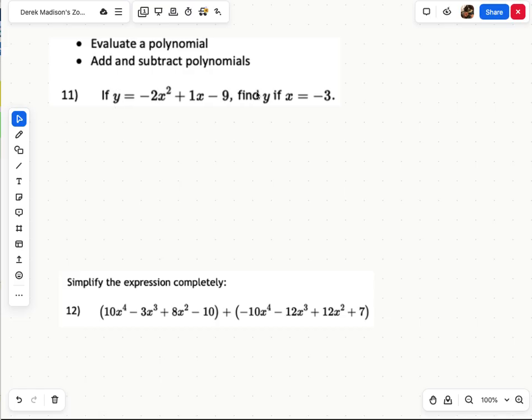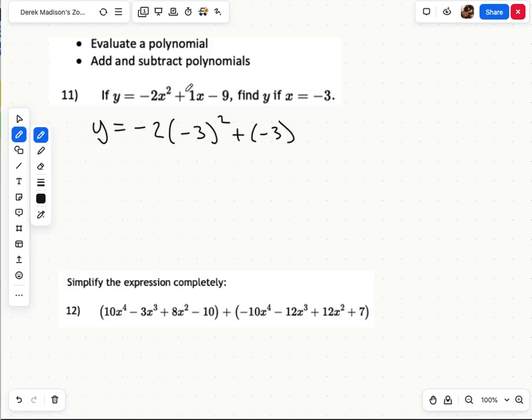So if y equals this stuff, find y if x is -3. That's just telling us to plug in -3 and simplify all this and see what the y comes out to. Cool. So we'd have y equals -2, not x, because we're evaluating. So right there we'd have a -3, and that will be squared. And then the 1 is kind of silly there. So I'll just write it plus -3 and then -9.